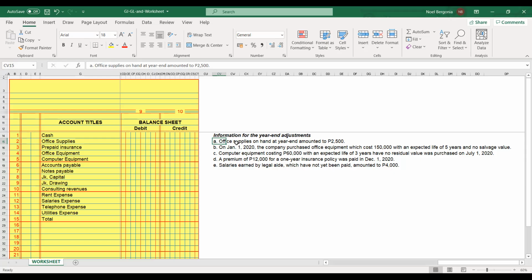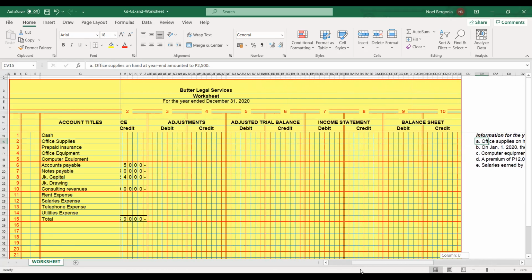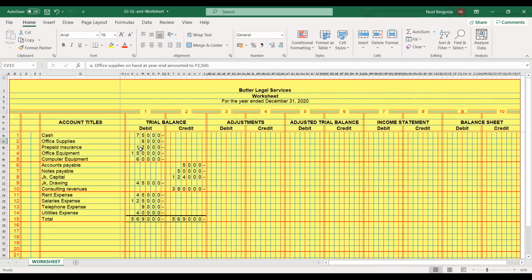Di ba in our discussion of module 4 in prepaid expenses, may dalawang method. It's either asset method or expense method. Pero ano kaya method yung applicable dito? Tignan nyo ha, ang binigay is on hand or natitirang balance 2,500. Tignan natin yung trial balance. The trial balance gave us an office supplies of 8,000 pesos.